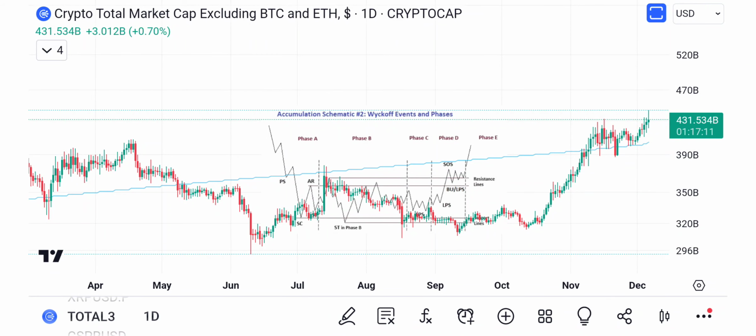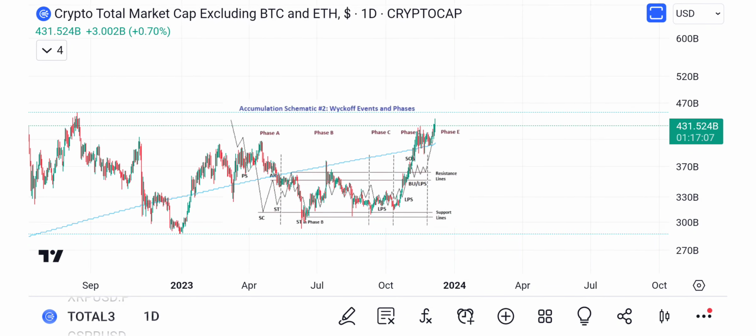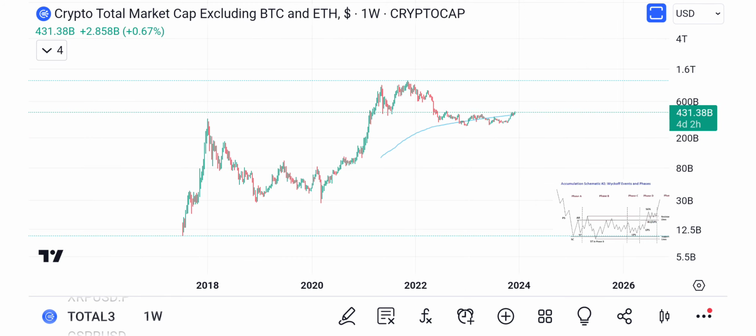Today I'm going to take a look at the Total3. Basically, the Total3 is the broader altcoin market. It's basically every single altcoin except Ethereum. So basically, zooming all the way out, what do we see?